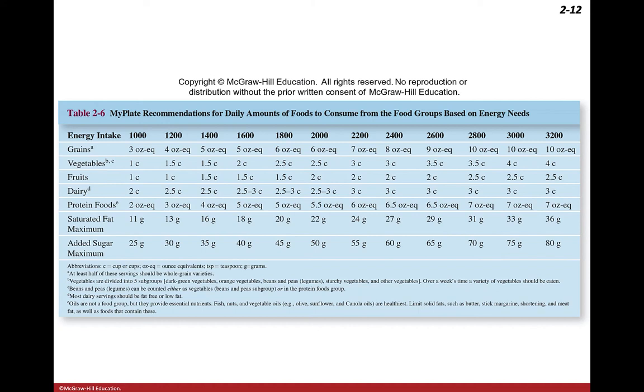So I want to shoot for 2,000 calories per day. So I should be really focusing on trying to get 6 ounces of grains, okay, 2.5 cups of vegetables, 2 cups of fruits, 2.5 to 3 cups of dairy, and that should be a low fat type. Okay, as far as protein, 5 ounces or the equivalent.